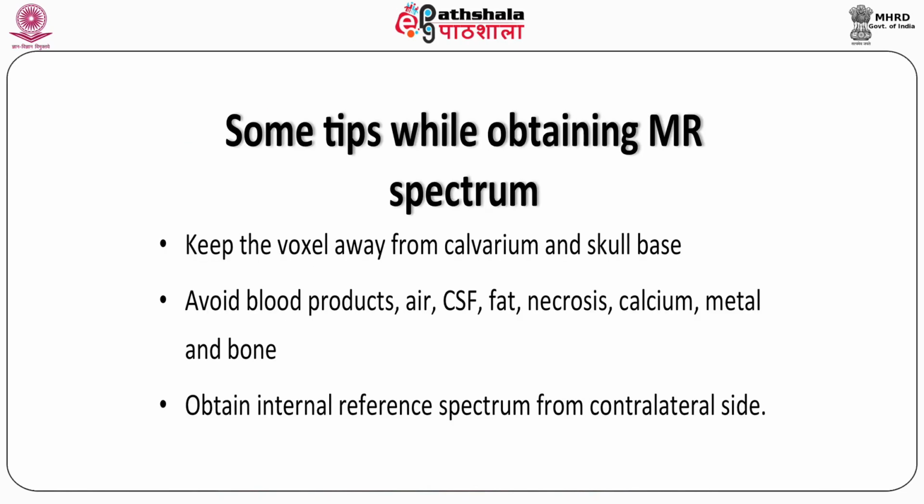Tips to obtain a good spectrum. Always keep the voxel away from cranium and the skull base. Avoid blood products, air, CSF, fat, necrosis, calcium, metal and bone in the voxel. Obtain internal reference spectrum from the contralateral side, which is always good for comparing.